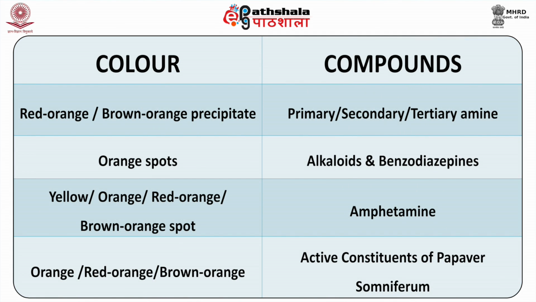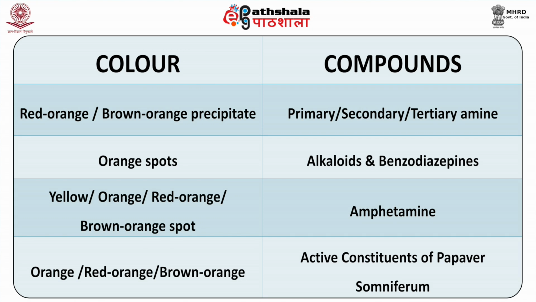Now this table shows in the first column the color, and in the second column we have the compounds for which they are valid. So in color, if it is red to orange or brown to orange precipitate, it means the compounds present are secondary or primary or tertiary amine. For orange spots, the compounds present may be alkaloids and benzodiazepines.